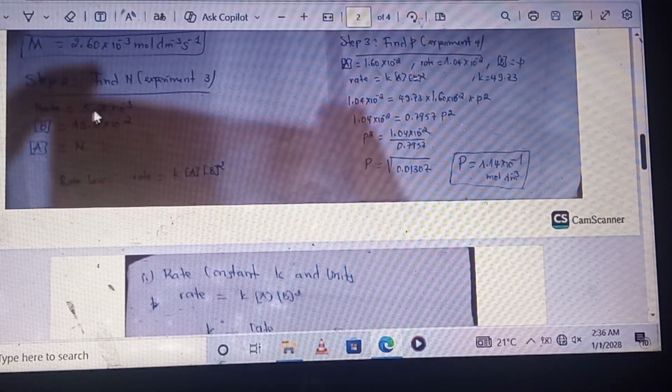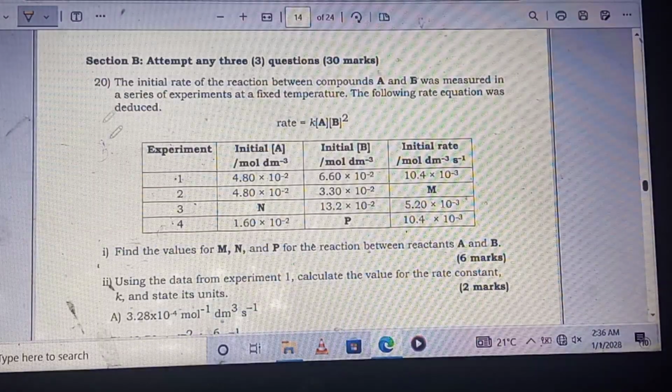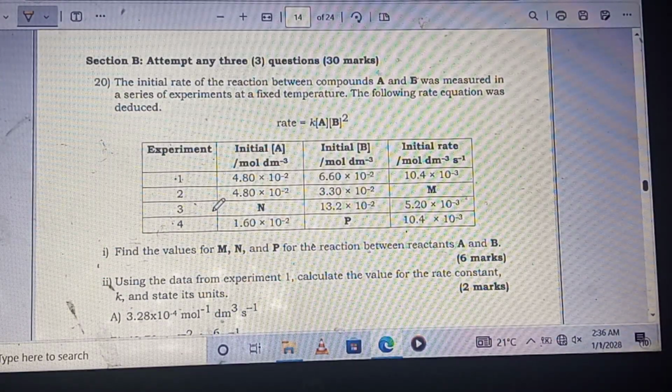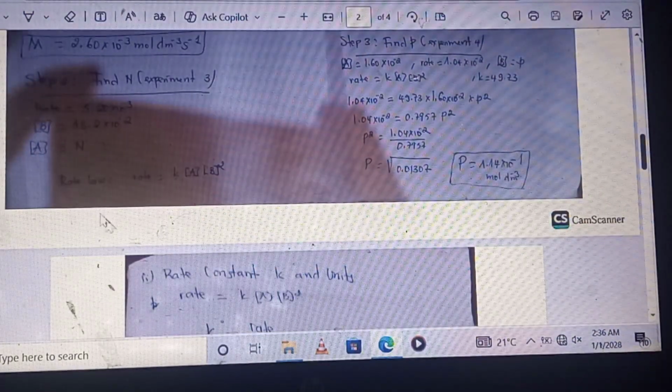Step 2, find N. N is on experiment 3, as you see, where the initial concentration of A is N, rate is equal to 5.20 times 10 power negative 3, and the concentration of B is equal to 13.2 times 10 power negative 2.